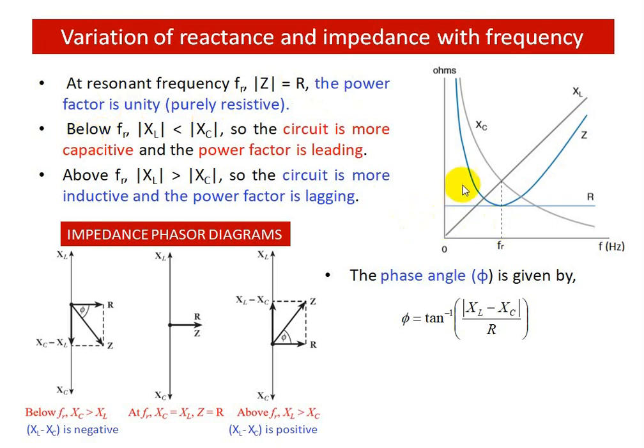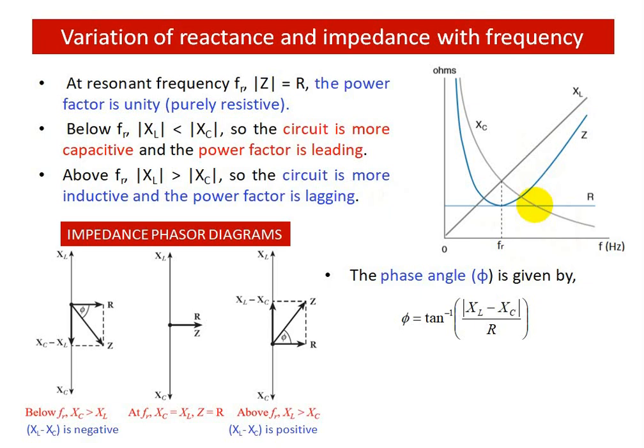Below FR, XC is greater than XL. Therefore, since XC is greater than XL, the circuit will be more capacitive and the power factor is leading. You know that when the power factor is leading, the current will lead the voltage by some angle. Coming to the third case, above FR, that is the resonant frequency, you'll find that XL is greater than XC.